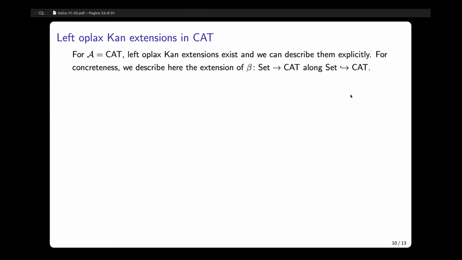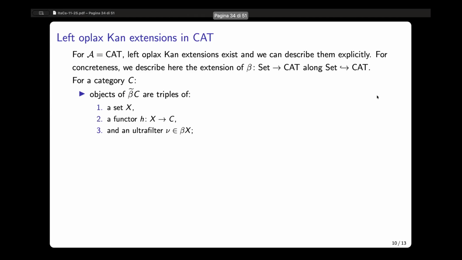I will just describe the case of beta, which is the one that we care about in this talk. So the idea is, given a category C, beta tilde of C is the category of formal ultraproducts of tuples in C, which means its objects are given by a set, a functor choosing an object for every element of this set, and an ultrafilter on this set. So in a sense, they're indexed families of objects with an ultrafilter on the set.